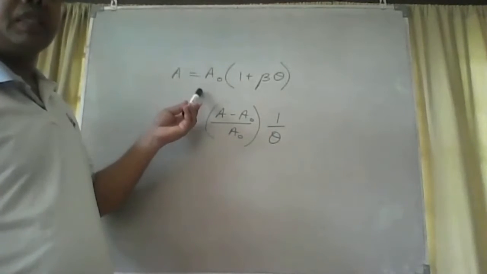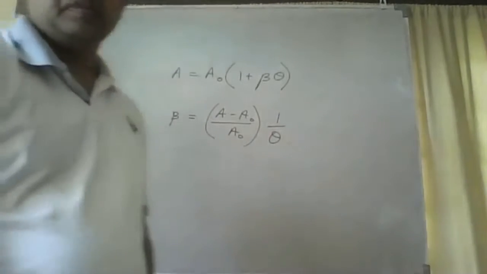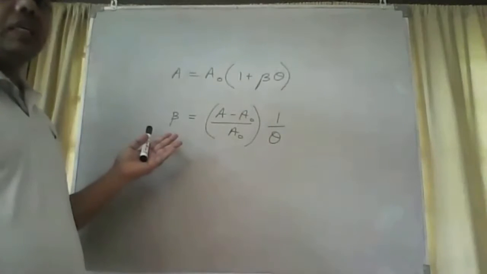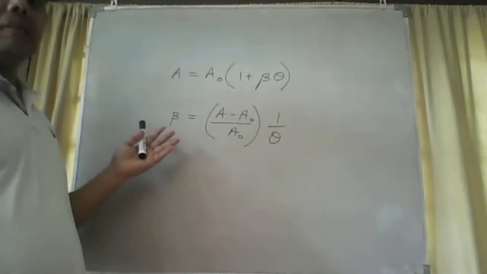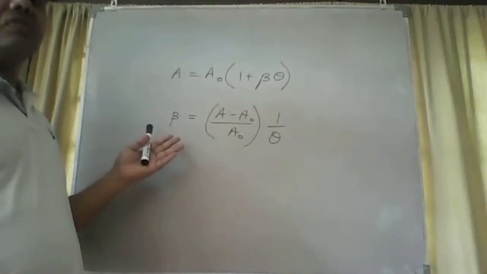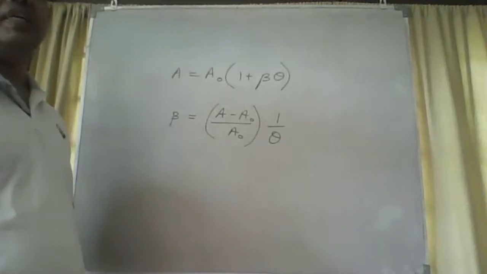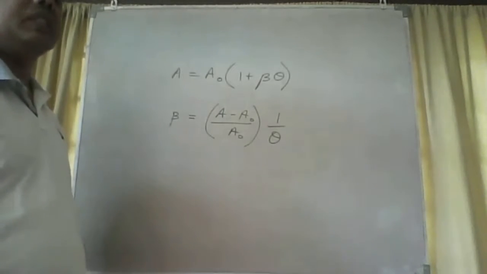According to this expression, beta can be written as this. Therefore, beta can be defined as the fractional change of area per unit change of temperature. SI units of beta also per Kelvin. It's also a dimensionless quantity.